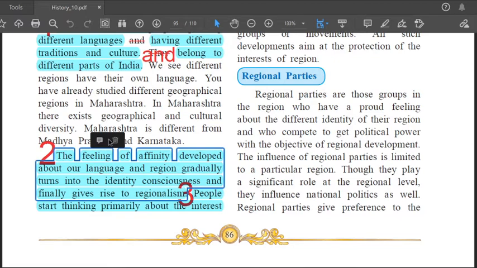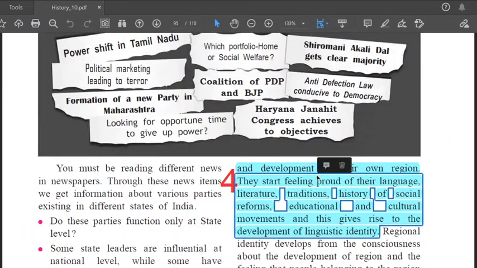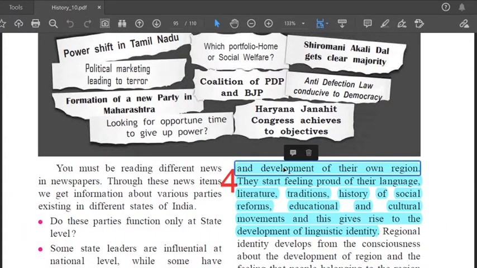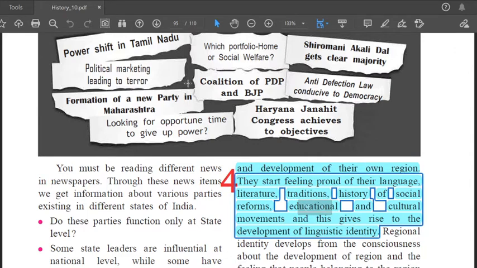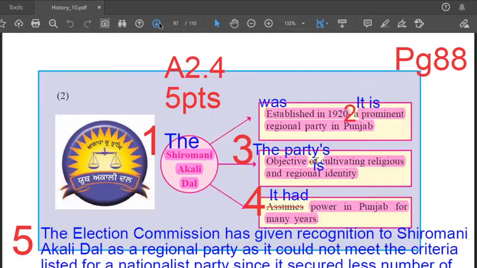The feeling of affinity developed about our language and region gradually turns into the identity consciousness and finally gives rise to regionalism. Third point, people start thinking primarily about the interest and development of their own region. Fourth and the last point, they start feeling proud of their language, literature, traditions, history of social reforms, educational and cultural movements, and this gives rise to the development of linguistic identity. Till here, that's answer 3.1, which comprises of 4 points.